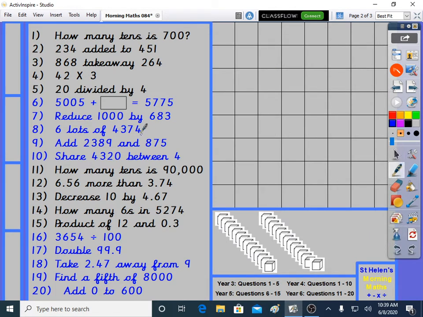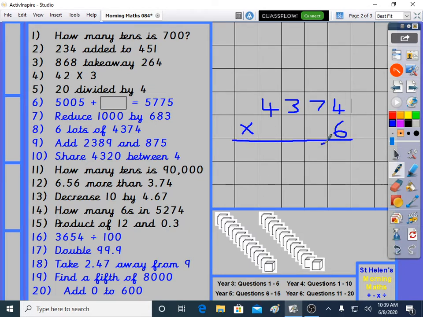6 lots of 4,374. Multiplication, I'm going to put the biggest number at the top. It makes it a lot easier. We can use standard method. I'll do the grid method after this.